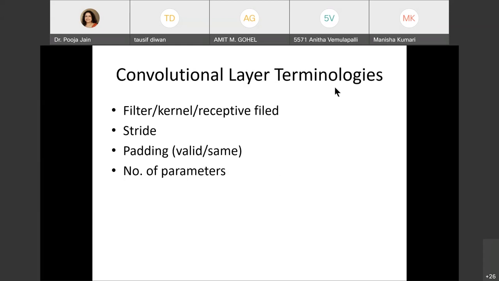See the terminologies of convolutional layer. Filter is there. We can say that filter is equal to kernel, or that is also considered as a receptive field. Then stride, then padding. Padding is applied on the input to the outer boundary of this, and then number of parameters. Number of parameters are the most important thing in the convolution operation.